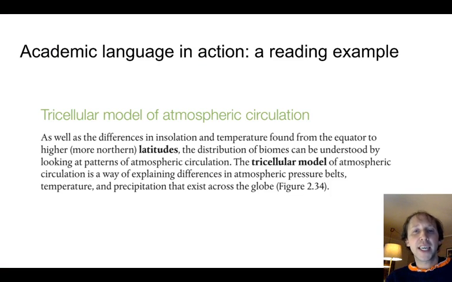So I'm going to take us through some of the analysis of the language, how I would analyze a text like this. This is a short example from an Environmental Systems and Societies textbook that one of my ELL students is currently working with and is having a really difficult time with. So I looked at this text and I pulled out a number of language features that I think are important to pay attention to. First one is this: the differences in insolation and temperature found from the equator to higher, more northern latitudes.